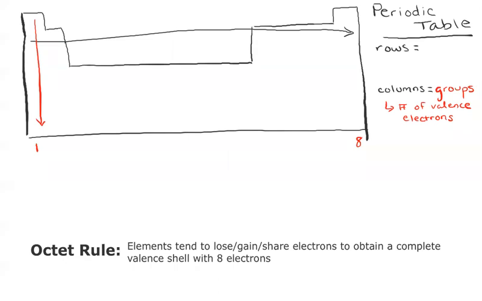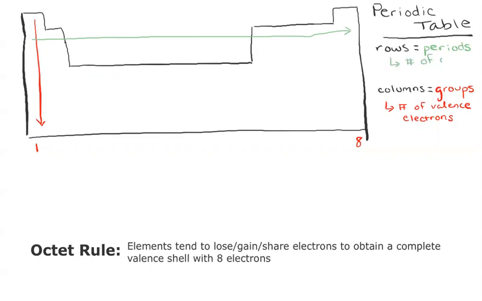Now, our rows, which go across like this, we call periods. And periods tell us the number of orbitals that the atom has. The higher up on the periodic table the row is, the fewer number of orbitals it's going to have. As you go down, you'll have more.